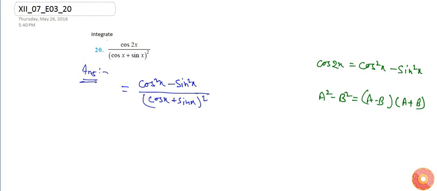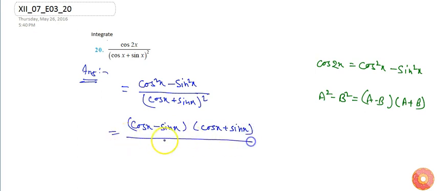So if I use the formula here, I'll get cos x minus sin x multiplied by cos x plus sin x divided by cos x plus sin x square. So I can cancel one term from here. So the remaining term will be cos x minus sin x divided by cos x plus sin x.